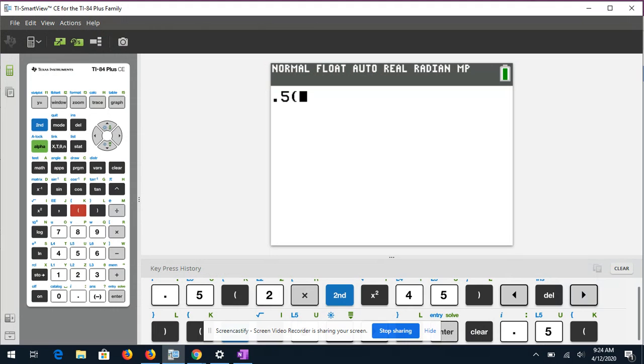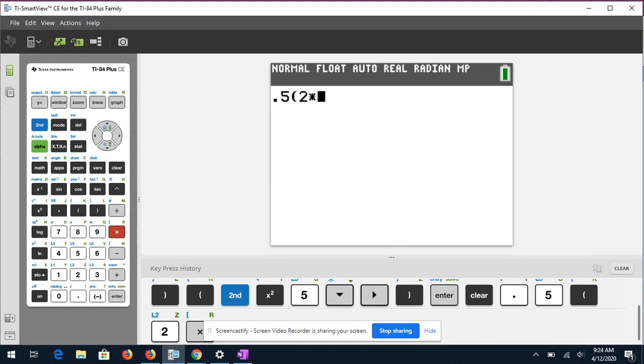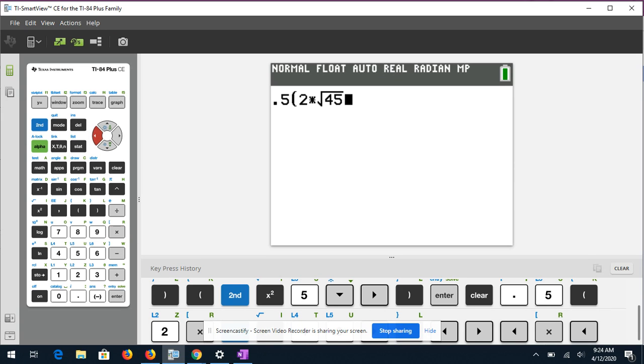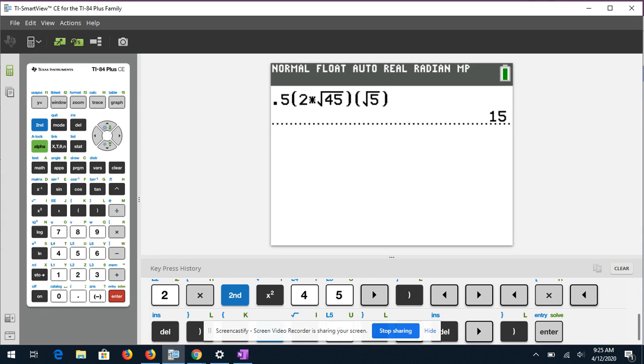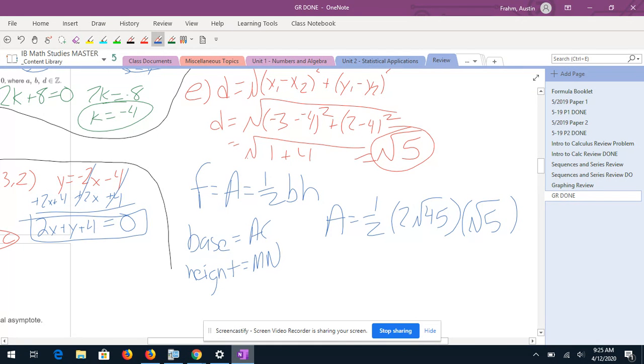So 0.5 times 2 times the square root of 45 times the square root of 5. And we get a nice whole number, 15. So the area of the triangle would be 15 units squared.